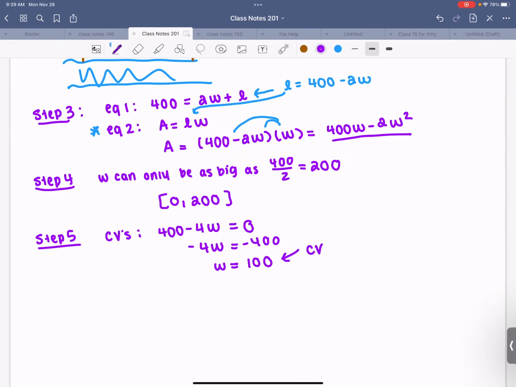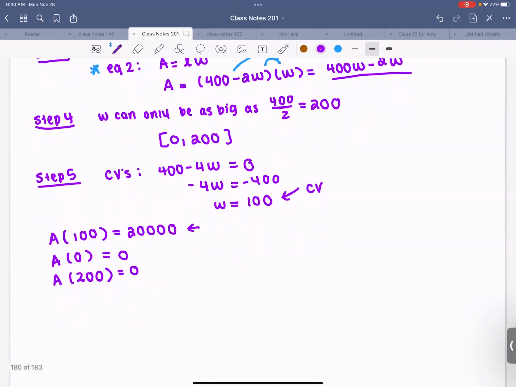Now we want to plug stuff in. I'm going to take my A function and plug in 100, plug in 0, and plug in 200. So my endpoints and my critical values. I'm not going to bore you with the steps here because we did them on the last page. If you did 100, you should have gotten that the area is 20,000. And for the other two, you should have gotten that the area is equal to 0. So the maximum is the W equaling 100 function.